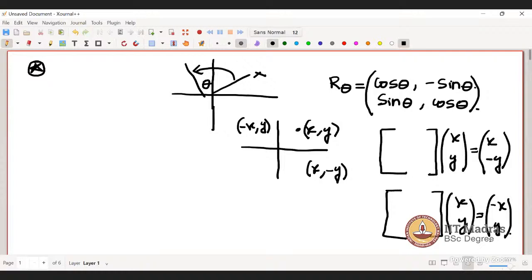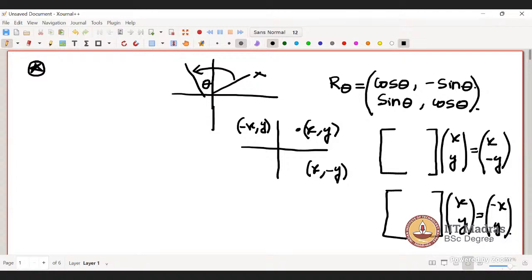So different types of reflection have different matrices. It depends on how you are reflecting your vector. Accordingly, you have to find out the corresponding matrix. So there is no such thing as a general reflection matrix. It depends on how you are reflecting.